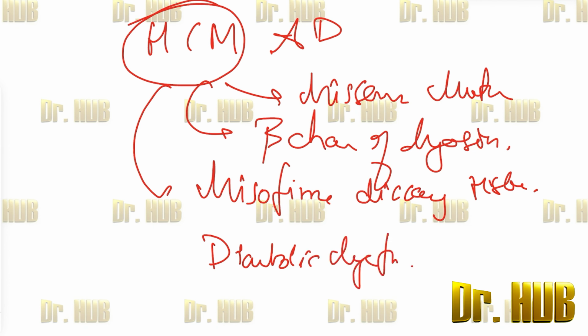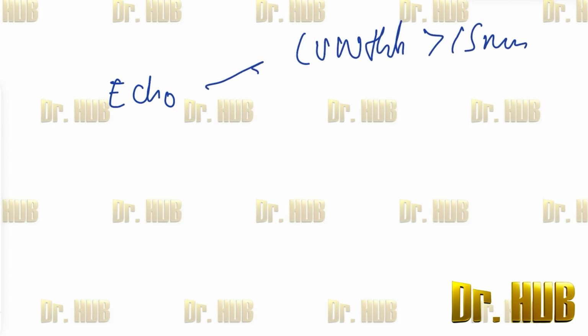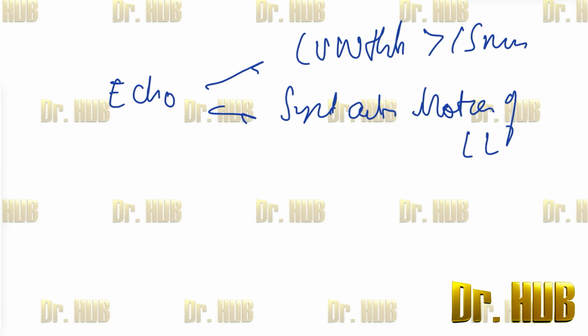On echocardiography, the left ventricular wall thickness is greater than 15 mm. The systolic anterior motion of the anterior mitral leaflet is seen, and a banana-shaped left ventricle can also be seen. So let's quickly write for echocardiography: left ventricular wall thickness greater than 15 mm, systolic anterior motion of the leaflet, and a banana-shaped left ventricle.